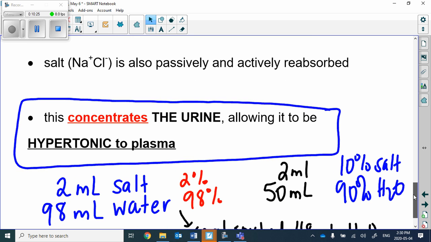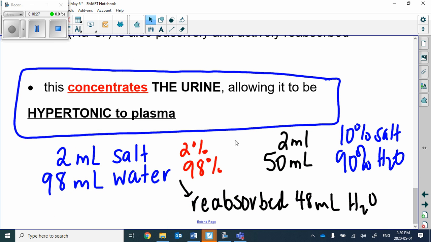So again, I'm going to make this point here. If we have 2 milliliters of salt and 98 milliliters of water, let's say that's 2% salt, 98% water. If we reabsorb most of the water, say 48 milliliters of water, we now have 50 milliliters of water. So that salt is the same amount, but it's concentrated. So 2 out of 50 is now, that salt solution is now 10% salt.